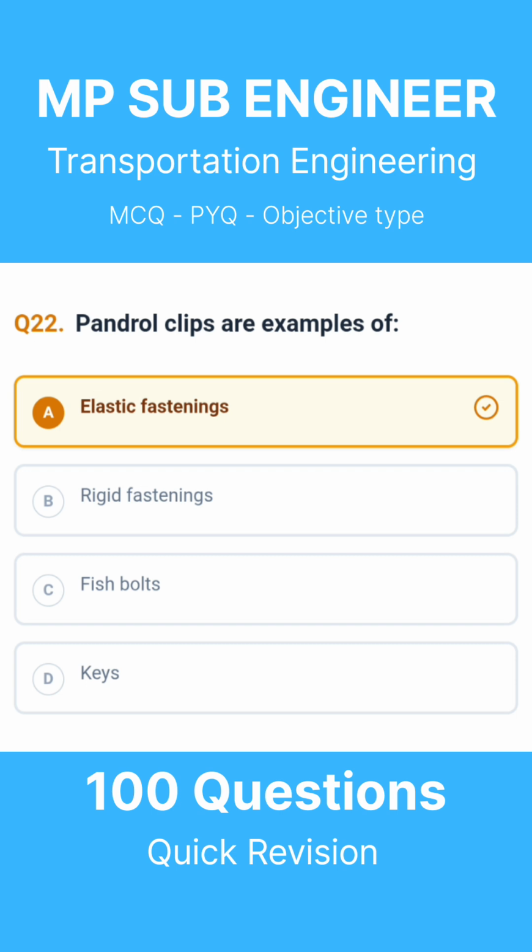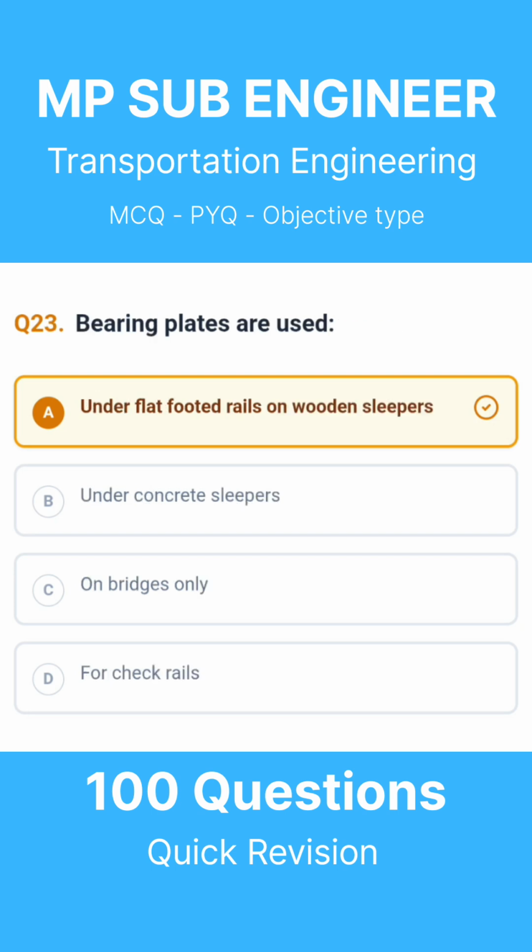Question 22. Pandrol clips are examples of. The correct answer is elastic fastenings. Question 23. Bearing plates are used. The correct answer is under flat-footed rails on wooden sleepers.